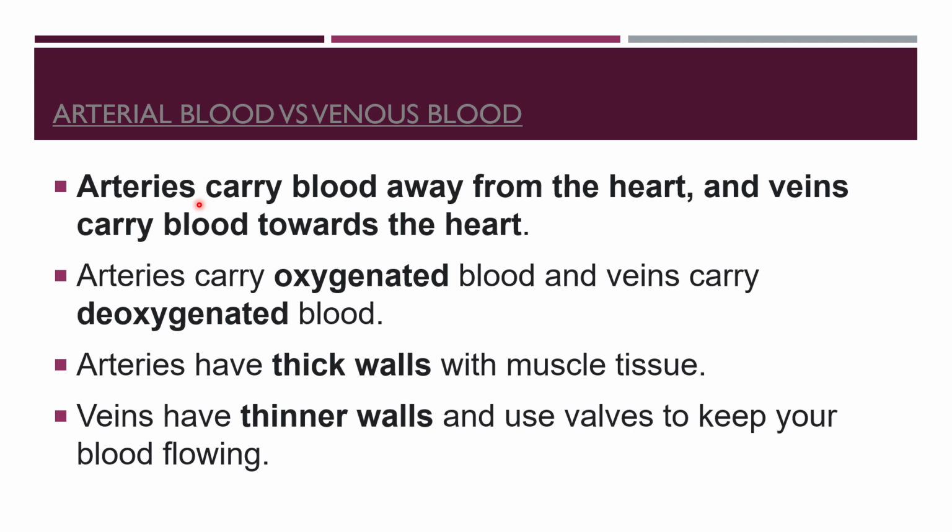So what are the basic differences between arteries and veins? First of all, arteries carry blood away from the heart, and veins carry blood towards the heart. Arteries carry oxygenated blood as they take blood away from the heart, while veins carry deoxygenated blood. This is the reason why arteries have thick walls and veins have thinner walls.